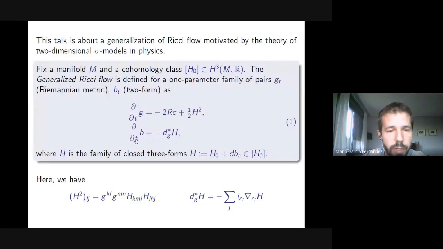Then the evolution of the two-form is given by minus the adjoint, with respect to the metric, of the exterior differential, which, again by taking an orthonormal basis for the metric at time t, is given by this expression. Okay, so any questions about the equations so far?